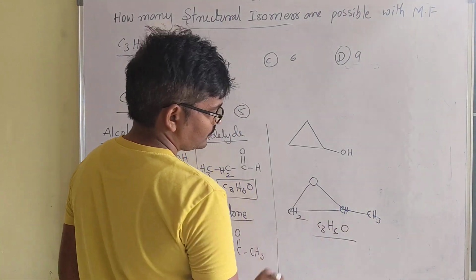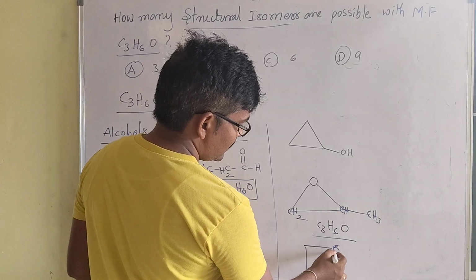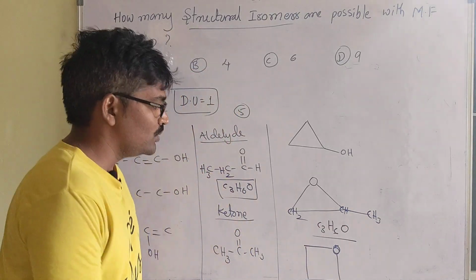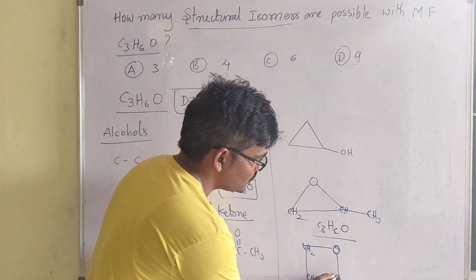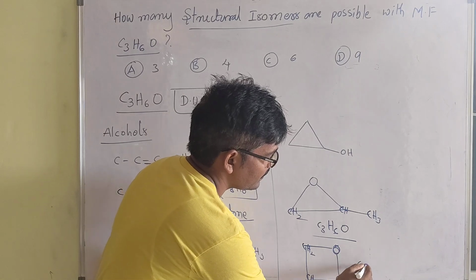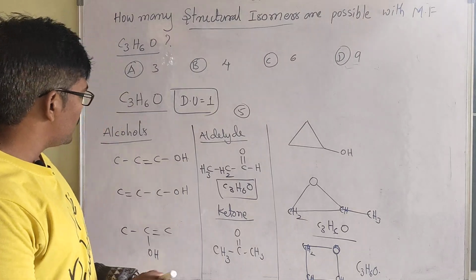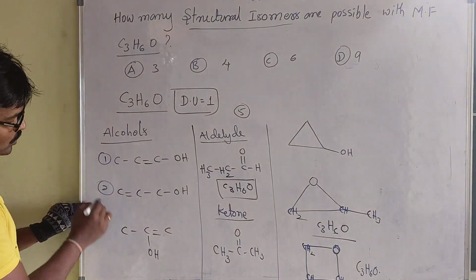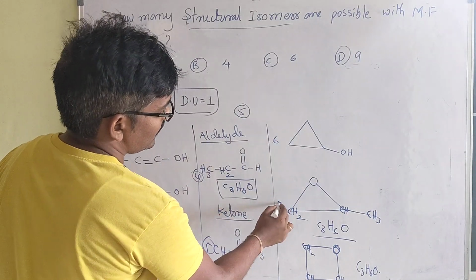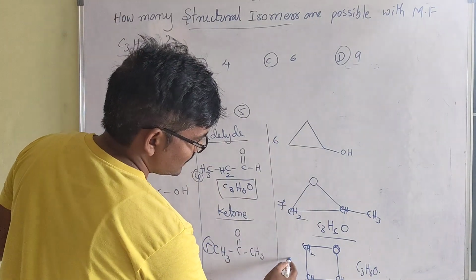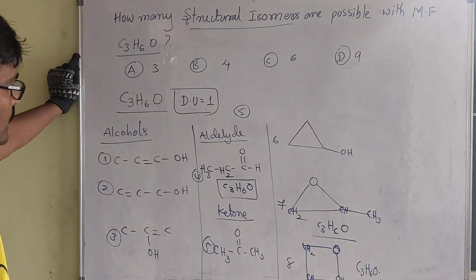Oxygen. Then one more, sir: a 4 membered cycle with oxygen within the cycle, that is also possible. CH2 CH2 CH2, C3H6, all these structures are possible. Total how many structures are done? 1 2 3 4 5 6 7, 8, then one more. Sir, one more is possible.